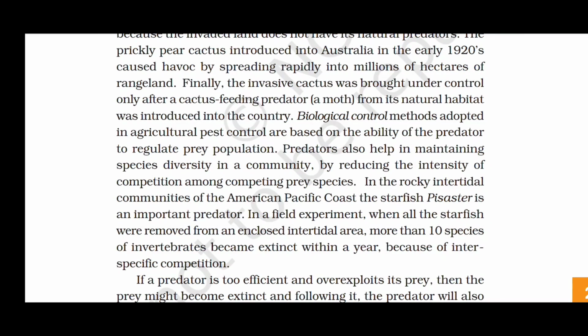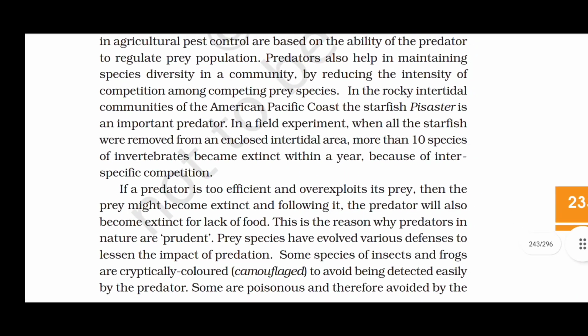In the rocky intertidal communities of the American Pacific coast, the starfish Pisaster is an important predator. In a field experiment, when all the starfish were removed from an enclosed intertidal area, more than 10 species of invertebrates became extinct within a year because of interspecific competition.